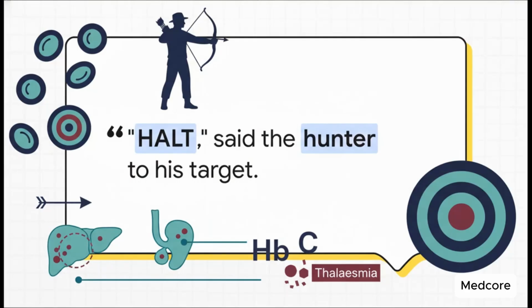And hey, for target cells, we have one of the all-time great mnemonics in medicine. You just have to remember this one phrase: HALT, said the hunter to his target. HALT stands for HbC disease, asplenia, meaning the spleen's been removed, liver disease, and thalassemia. So you see target cells on a smear, you've got to run through that HALT list in your head.